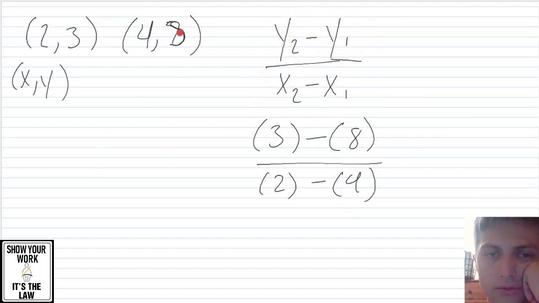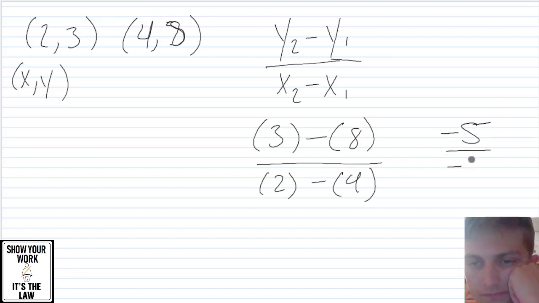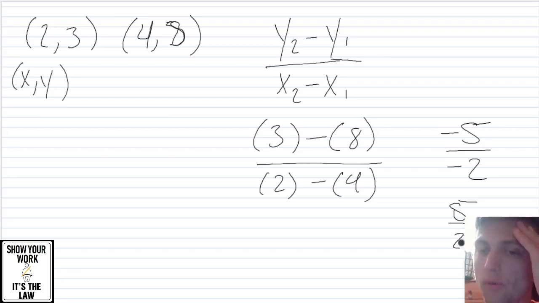But the main idea is we're subtracting the y's, we're subtracting the x's. So 3 minus 8 is negative 5. 2 minus 4 is negative 2. Negatives cancel, we're left with 5 over 2. That's the slope of whichever line passes through these 2 points.